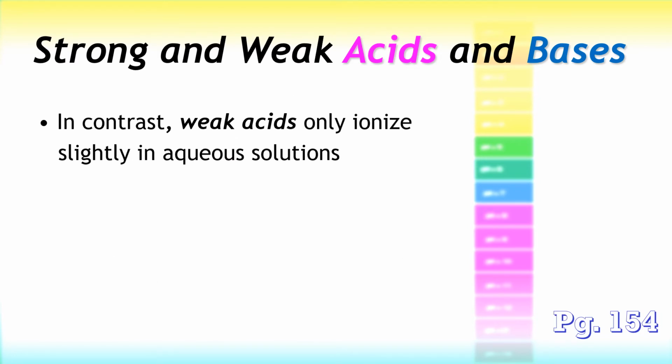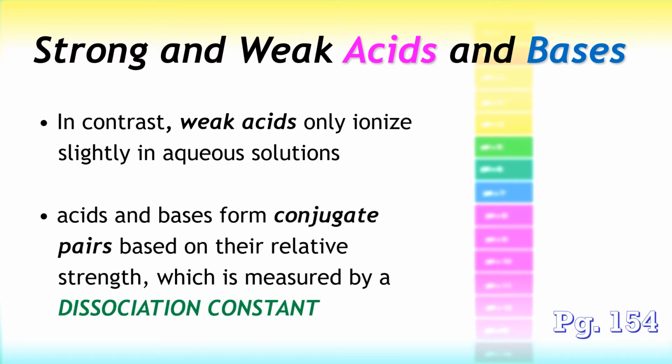In contrast, weak acids only ionize slightly in aqueous solutions. Little bits of it ionize, but a lot of it doesn't. A lot of it just sits there. And so we say that acids and bases form conjugate pairs based on their relative strength, whether one is strong or whether one is weak.